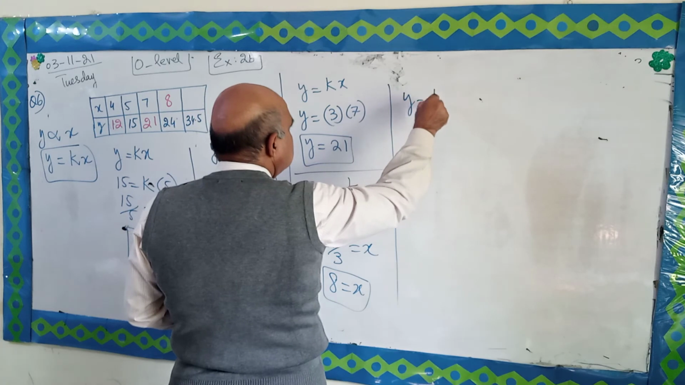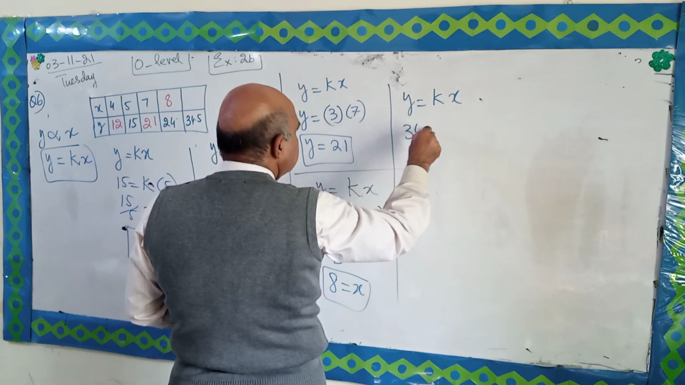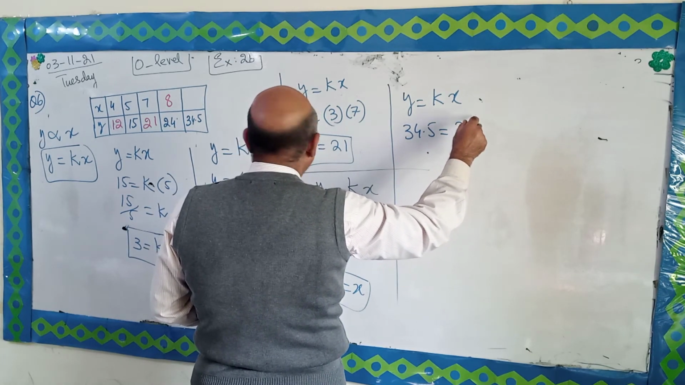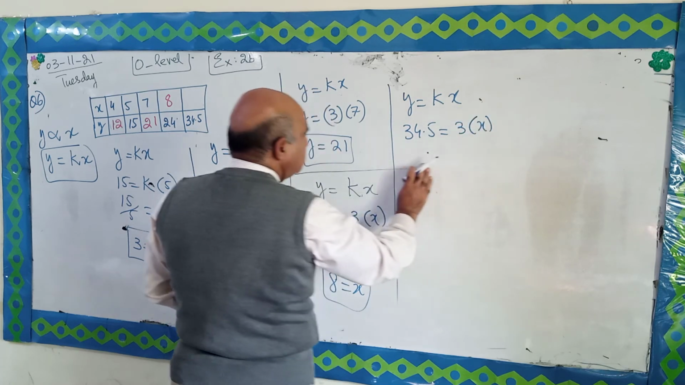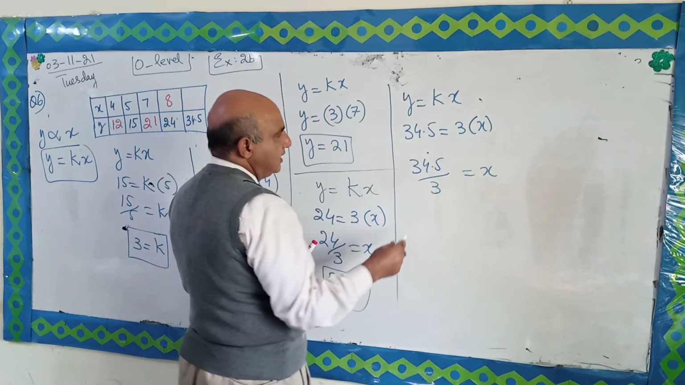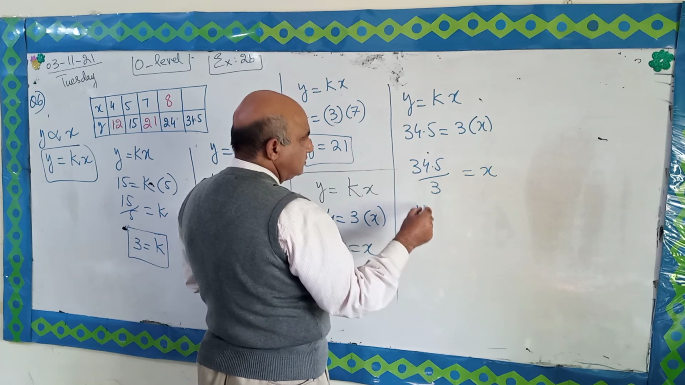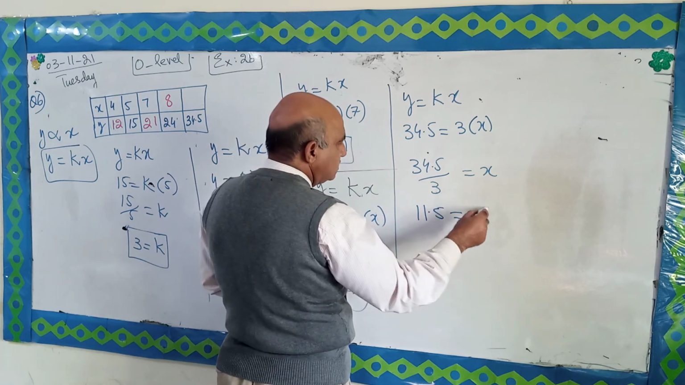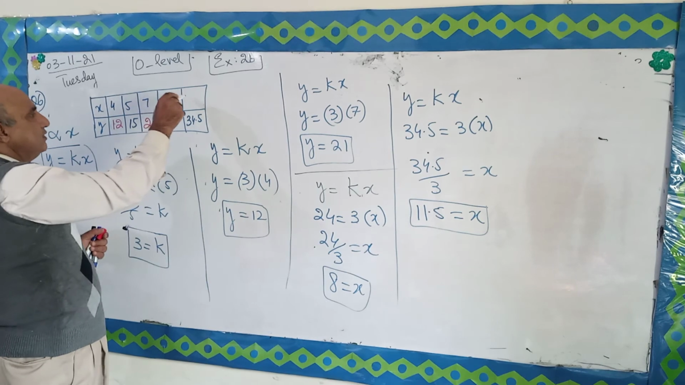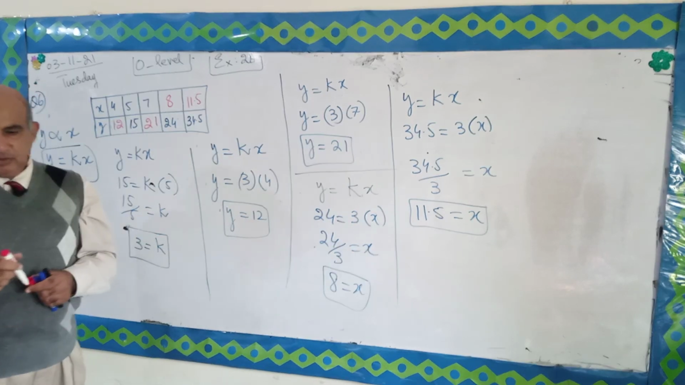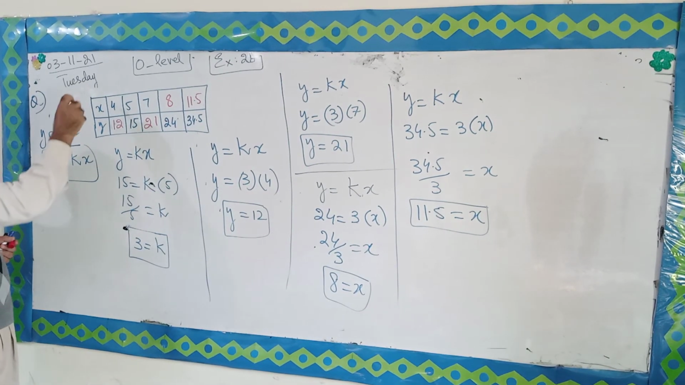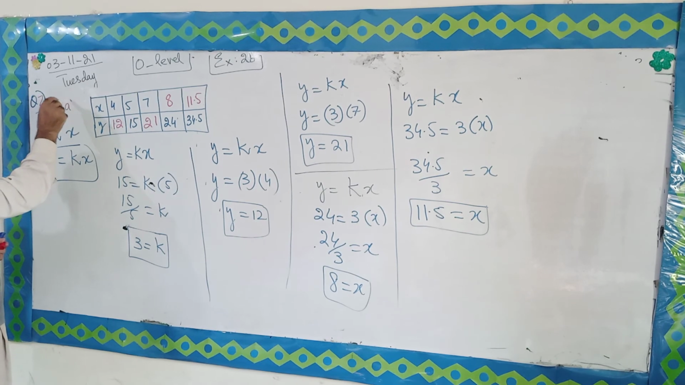y is equal to 3x. 34.5 is equal to 3 into x. So what we'll do here, 34.5 over 3 is equal to x, and 11.5 is equal to x. So 11.5, these are 34.5. So we write here 11.5. In this way, we will solve question number 7, part A. Right? Question number 7, part B.